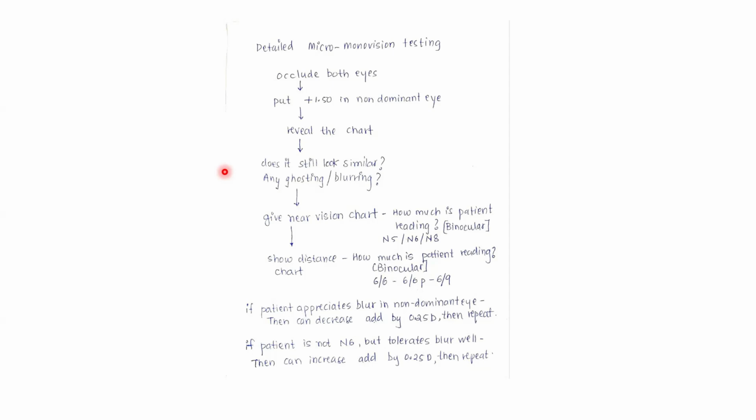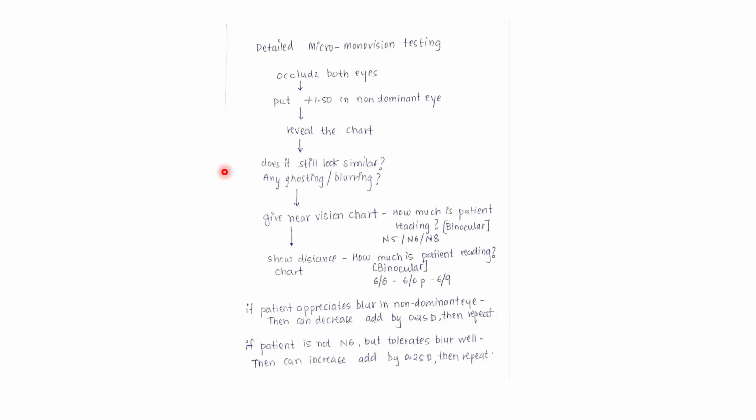And maybe if the patient is young, we can take them up for a slight undercorrection of the presbyopia, but not beyond that. If the patient is not N6 even with plus 1.5 diopters in the non-dominant eye, but is tolerating the blur well for distance, possibly you can increase the add to plus 1.75 diopters and then repeat the test, but we will not go beyond plus 1.75 diopters as it creates too much ametropia in both the eyes.